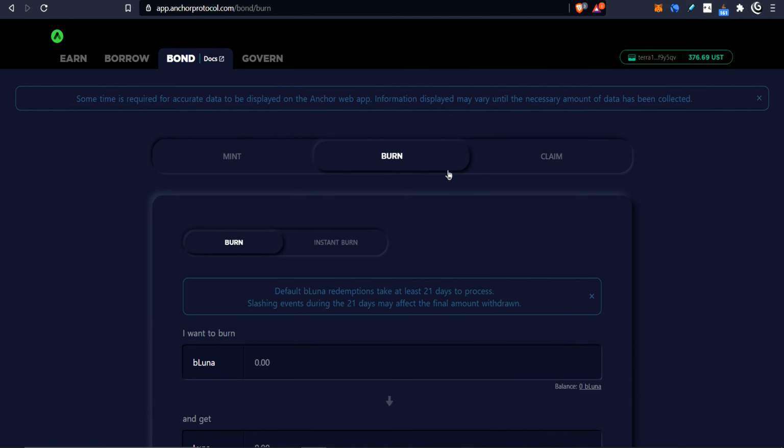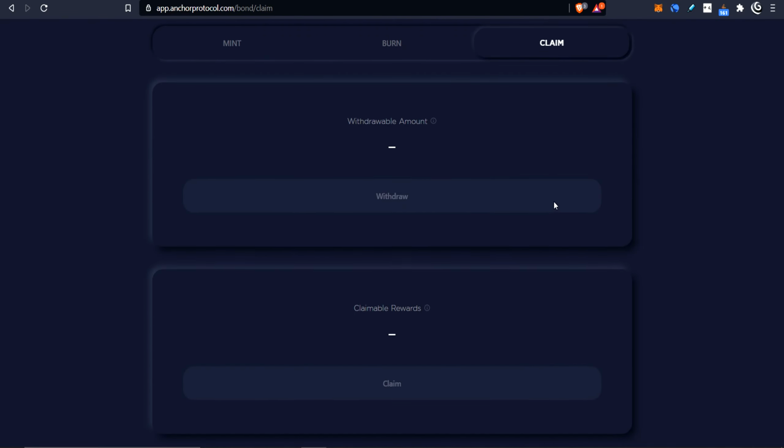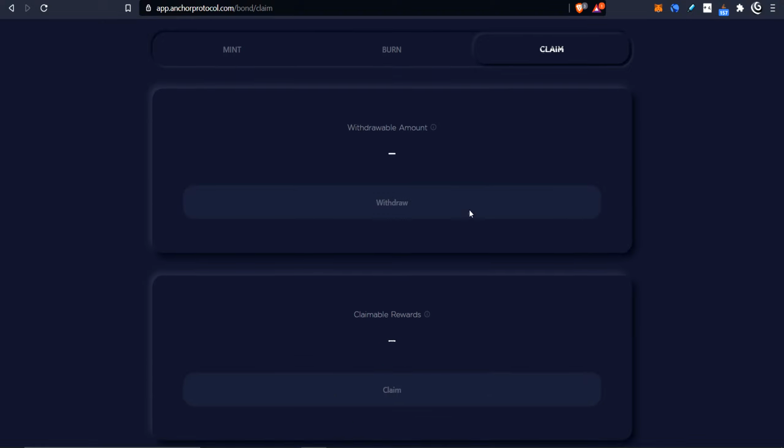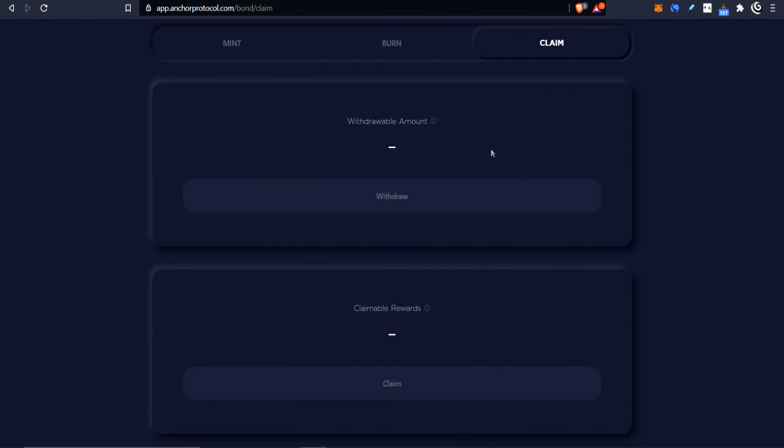Okay, now claim, over to claim. If I have staked my Luna tokens into B Luna, then they will start to accrue some rewards, and they will show up here, and then I can claim them anytime I feel that they are at a good time to be claimed.